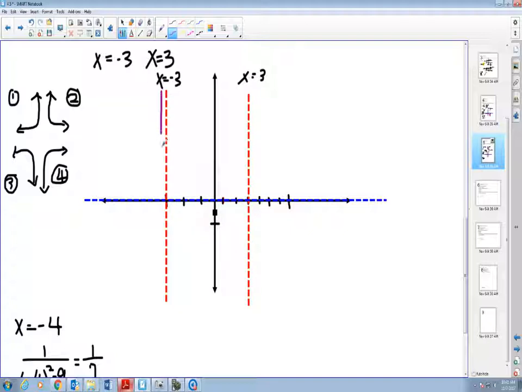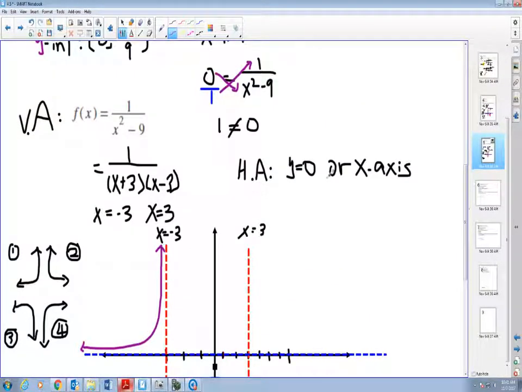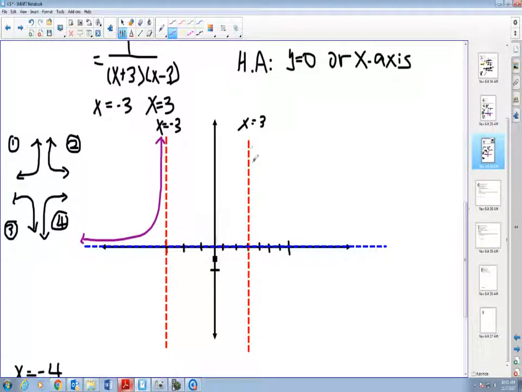And I will draw it where it does not what? Cross over the horizontal asymptote or the x-axis, because I don't have any x-intercept. And it turns out my horizontal asymptote is the x-axis, so I cannot cross either. Alright, to the right hand side of the other vertical asymptote.